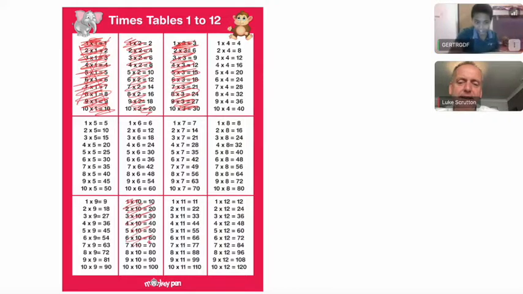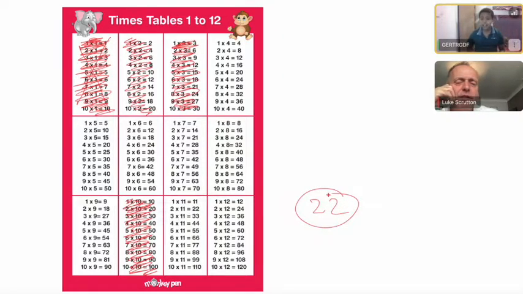Why is the 11 easy? Can you tell me? Because 2 times 11 equals 22. So if I do 2 times 11, it's 22. So I just remember I'm timesing by 2 and I make it 22. 22 divided by 11 is 2.